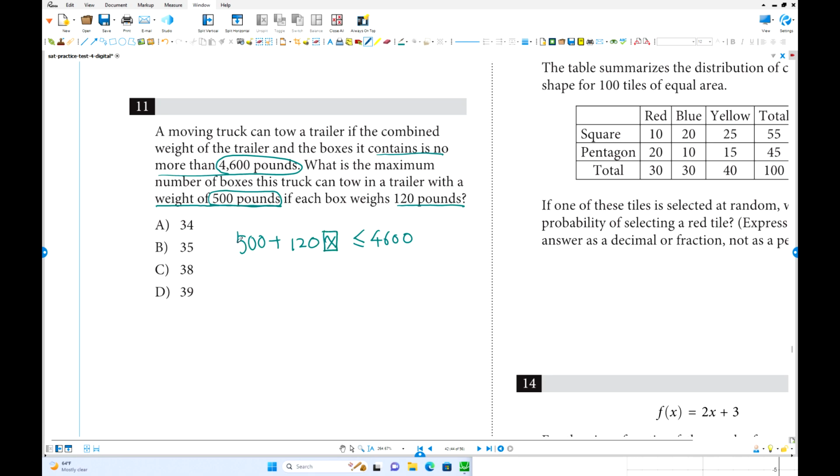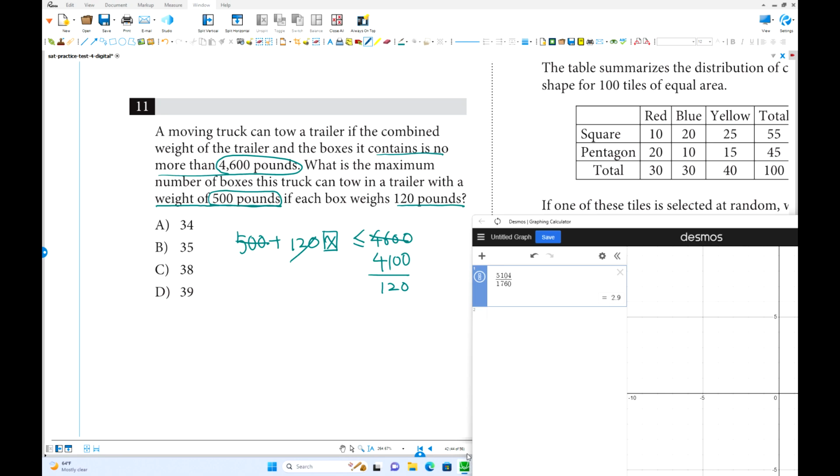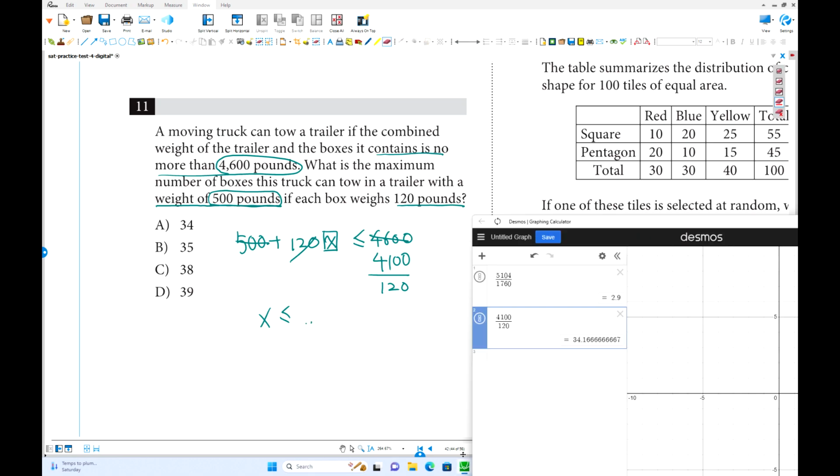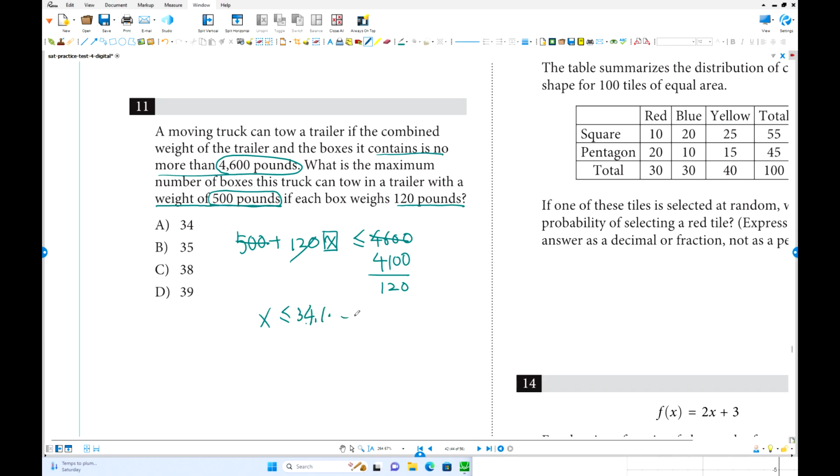That's the inequality, okay? So what is the maximum value of x? Minus 500, that's 4,100. You can divide it by 120, okay? So 4,100 over 120, 34.66, okay? So x less than 34... no, let me check. 34.1, something like that. So maximum number over here, right? The integer below this number, just 34, is the answer.